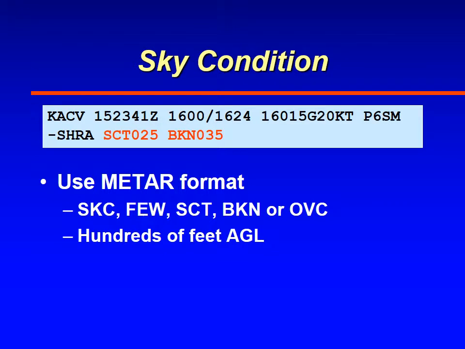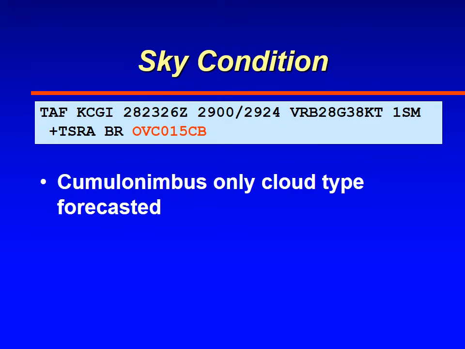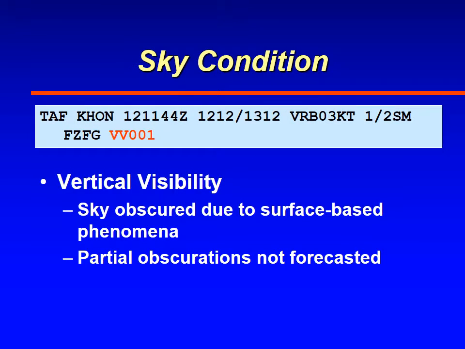Sky condition is forecasted the same way as it is in METARs. However, instead of using CLR, they use SKC to denote that there is a clear sky. And of course, the height of the clouds is always given in hundreds of feet AGL. The only type of cloud that is forecasted is cumulonimbus, and that will be appended to the altitude of the cloud group. Vertical visibility is forecasted if they expect the sky to be obscured by a surface-based weather phenomena. Partial obscurations are not forecasted.